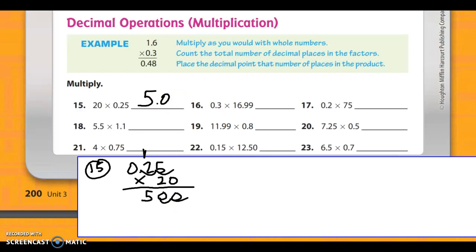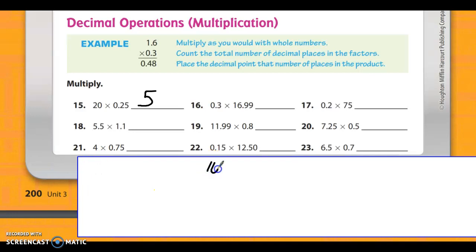5.00 is the same as 5. I mean, you can have 0.00, you just don't need to. Alright, so let's check out number 16. It's a lot longer of a problem.